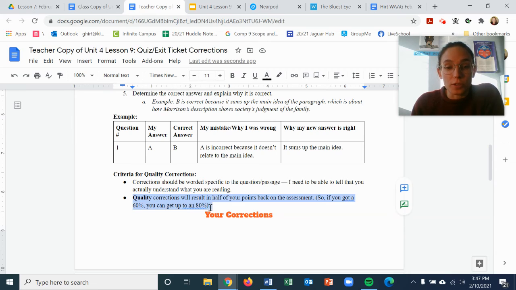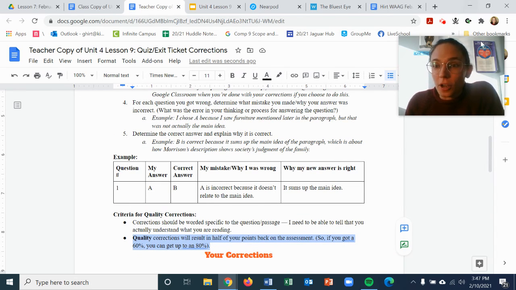Okay, that is how to do a quality correction. Quality corrections will result in half of your points back on the assessment. So if you got a 60, you can get up to an 80. That's a lot of points. All right, go off and do your corrections.